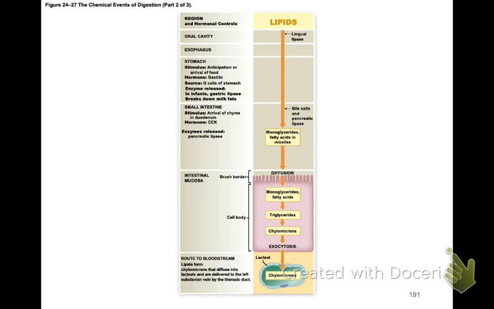Chylomicrons are big. They're too big to pass through the membrane, so you secrete them by exocytosis, and they're too big to go into the capillary, so they go into the lacteals, those lymph capillaries in the intestinal villi. And so the chylomicrons are loaded into the lacteals.